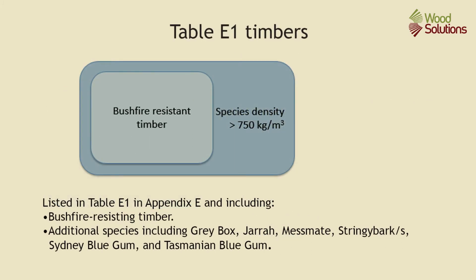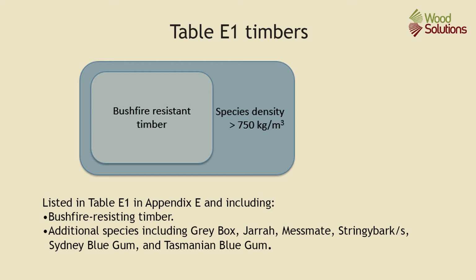The next classification is timber with a density greater than 750 kilograms per cubic metre. These timbers are listed in Table E1 of Appendix E of the standard and include all the bushfire resisting timbers mentioned above, plus species like jarrah, messmate and Tasmanian bluegum.